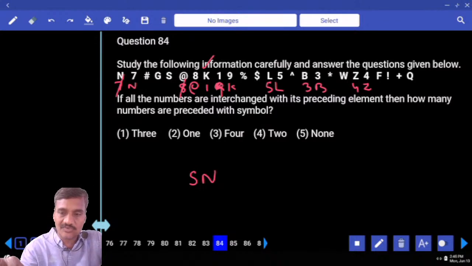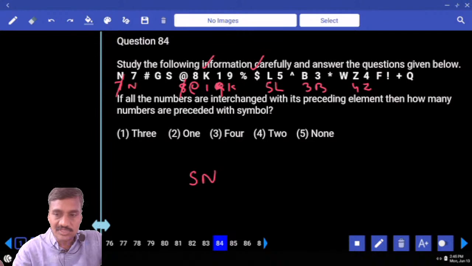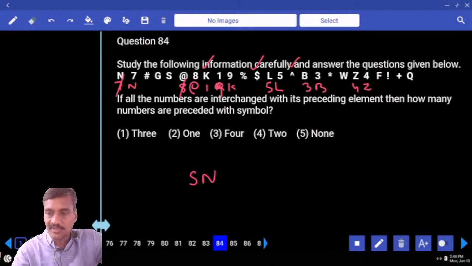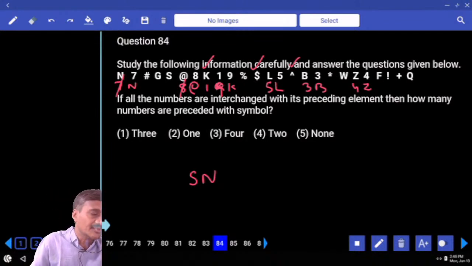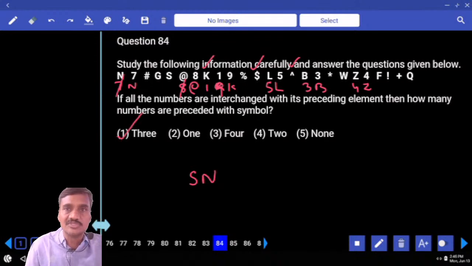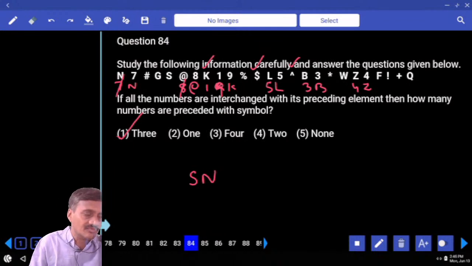Next, anything else here? 5. 5 is preceded with a symbol $. Next one, 3 is preceded with this symbol. That's it. Hence, how many symbols do we have? There are 3 altogether. 3, that is choice 3. And there are 3 such numbers which are immediately preceded by symbols. Choice 1, question number 84.